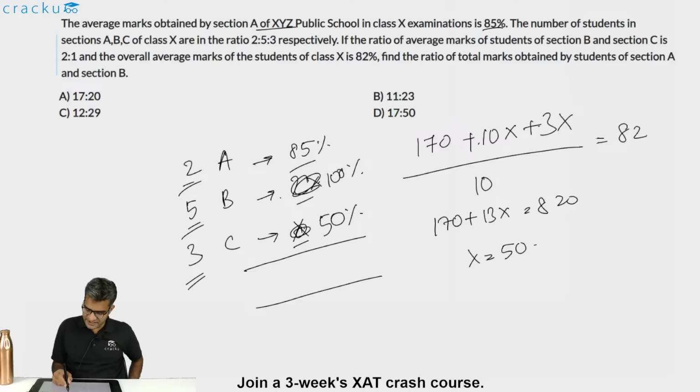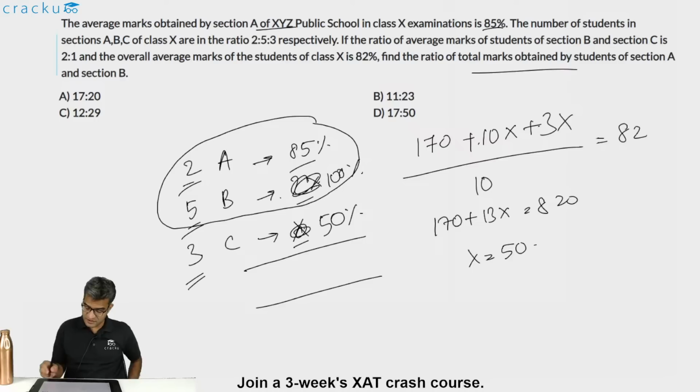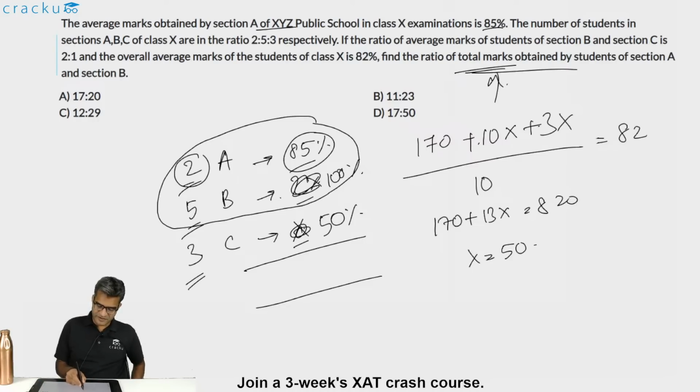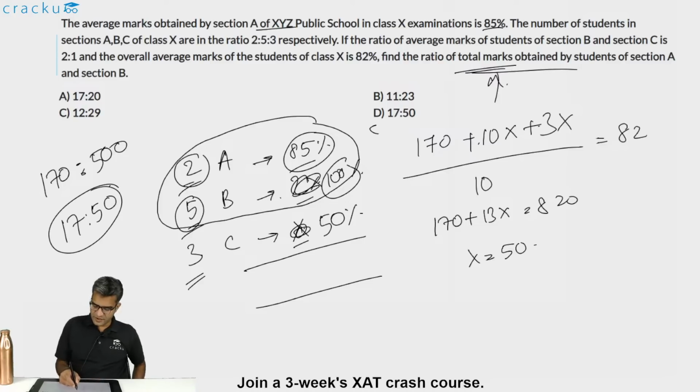Find the ratio of the total marks obtained by students of section A and B. So we are looking for the ratio of the total marks obtained by students of section A and B. So this is 2 into 85%, which is 170, is to 5 into 100%, which is 500. So the required ratio is 17:50, which will be option D. Let us look at the next question.